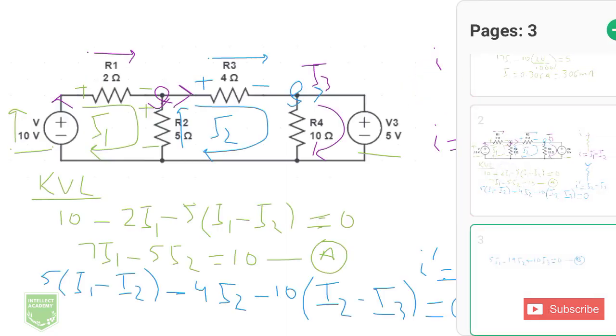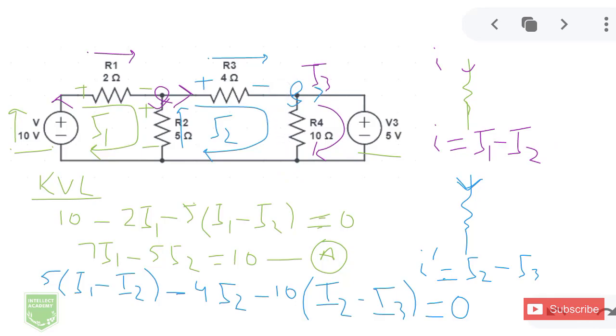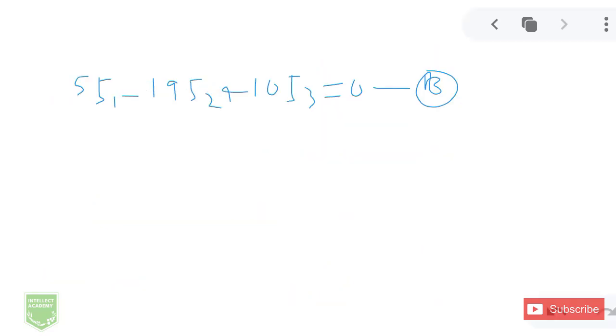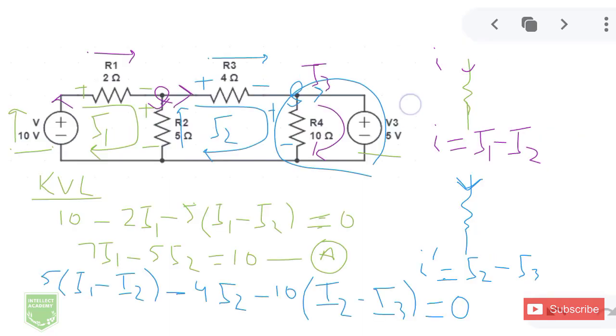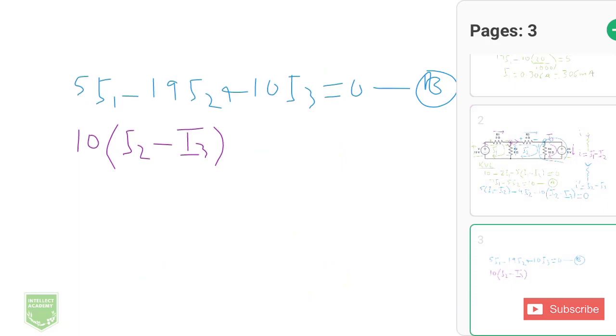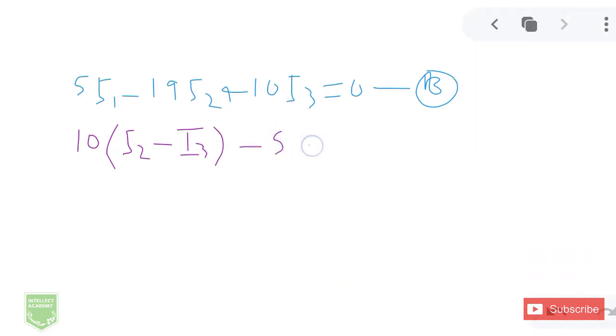Now for loop 3. Loop 3 has just 2 components in it, a 10 ohm resistor and a 5 volt battery. The 10 ohm resistor already has a polarity marked to it, so the current I3 is entering through the negative, exiting through the positive. This would be a voltage increase, and I'm going to write it with a plus sign. So 10 multiplied by the current through it, that is I2 minus I3. Then the 5 volt battery has the current entering through the positive, exiting through the negative, so the voltage for this source would be a negative. So minus 5 equals 0.